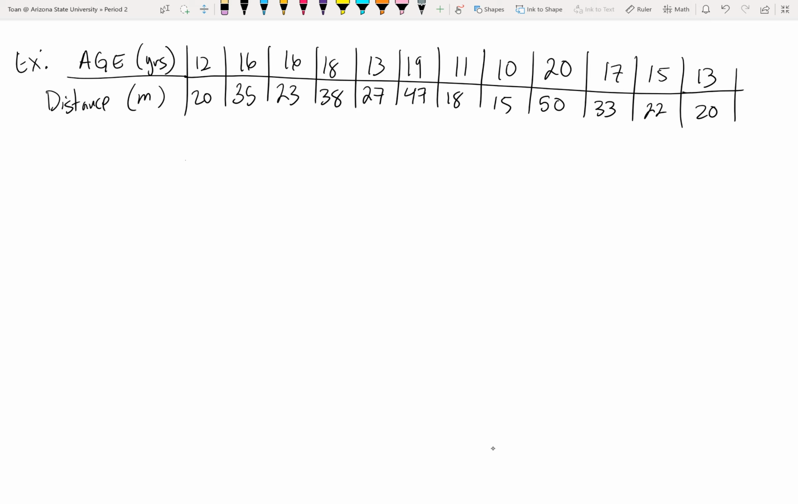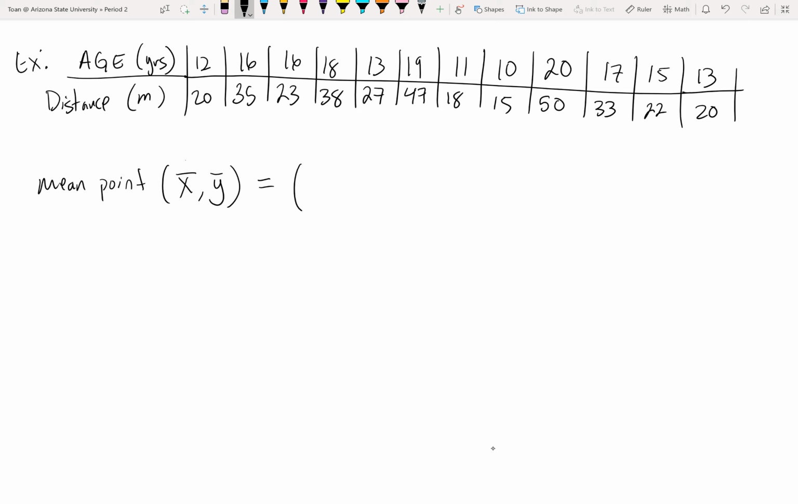So to make a scatter plot, all it is just graphing points. If you know how to graph points, you know how to graph a scatter plot. But the first thing I like to do is calculate the mean point. So the mean point is just the average of the x, comma, average of the y. In math, a horizontal bar means average. I hope we all know how to calculate average. Add them up and divide by however many numbers you have. So in this case here, I'll just take out a calculator. 12 plus 16 plus 16 plus 18 plus 13 plus 19 plus 11 plus 10 plus 20, 17, 15, 13.